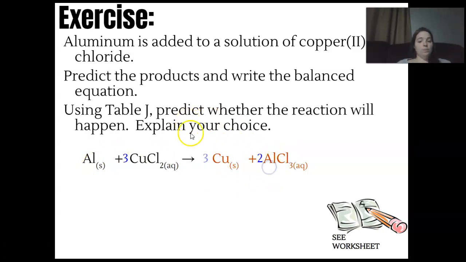So my copper is going to match up. Just adding a 3 here, 2 here. I need 2 on this side. I'm all balanced. All right, so I'm all balanced.